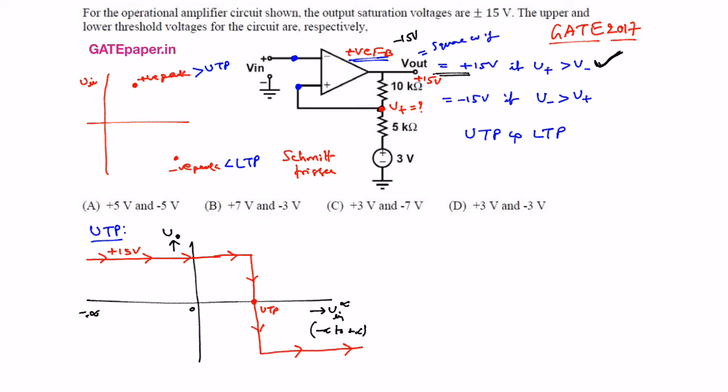Okay, the value of UTP can be calculated by using V plus. So V plus is equal to, first you have to calculate using 15 volts, and next you calculate V plus using 3 volts. That means you are going to calculate using the superposition theorem.